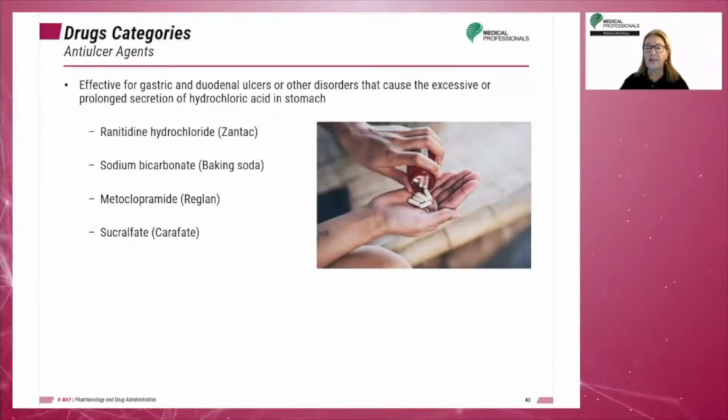Metoclopramide, or Reglan, increases peristalsis and accelerates gastric emptying without increasing gastric secretions. Sucralfate, or Carafate, covers or coats the ulcer and protects it from the actions of stomach acids.